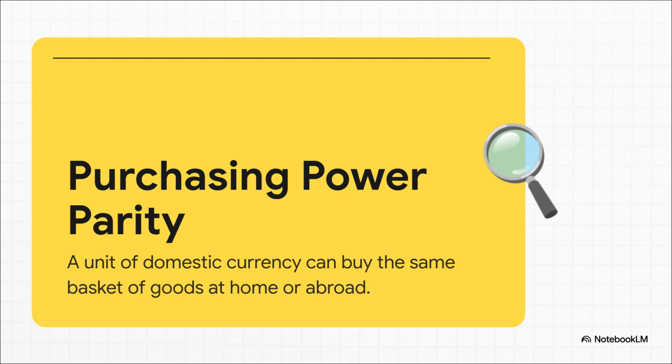Think of this theory as the ultimate economic equalizer. It states that eventually, in the long run, your money should have the exact same purchasing power regardless of where you are in the world. So, if you exchange your dollars for euros, those euros should buy you roughly the same basket of goods in Europe that your dollars would have bought back home. If things are way cheaper abroad, people will naturally start buying from abroad, and those market forces will eventually shift the exchange rate until the prices align.